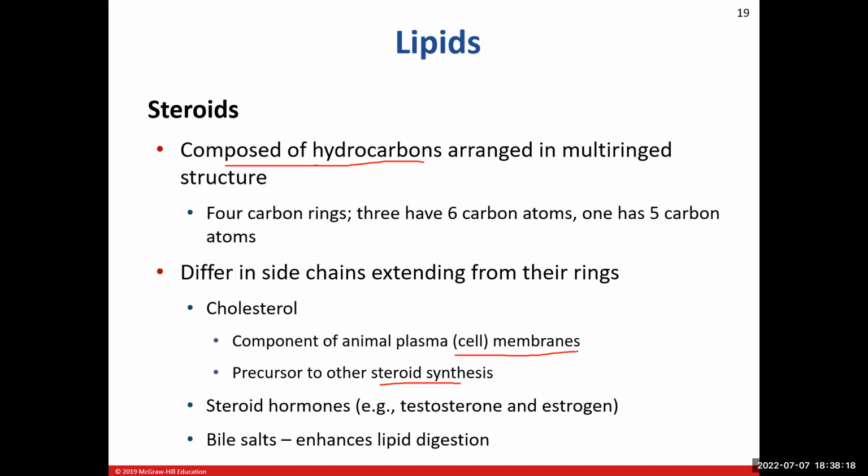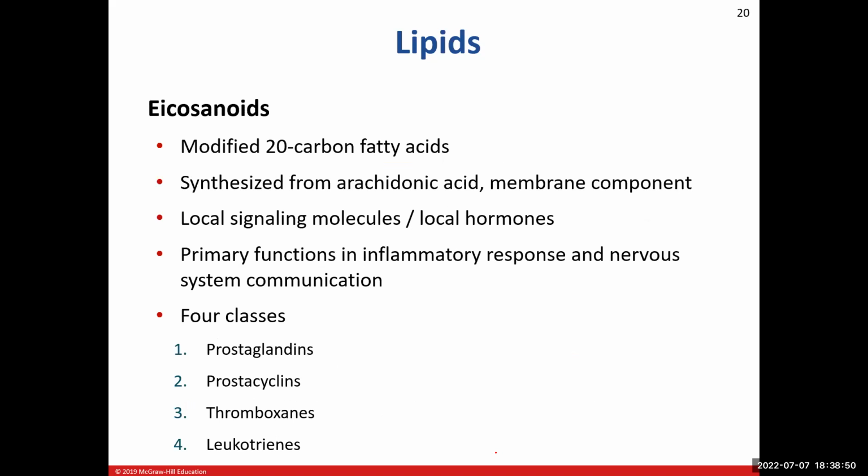Another difference when we're dealing with our steroids: we have our steroid hormones, both male and female, testosterone and estrogen. And then finally, we have our bile salts, again talked about in the digestive chapter. Our bile salts help to break down, it's called emulsification, our lipids. Remember, we're starting with something big and we want to make it into something smaller.